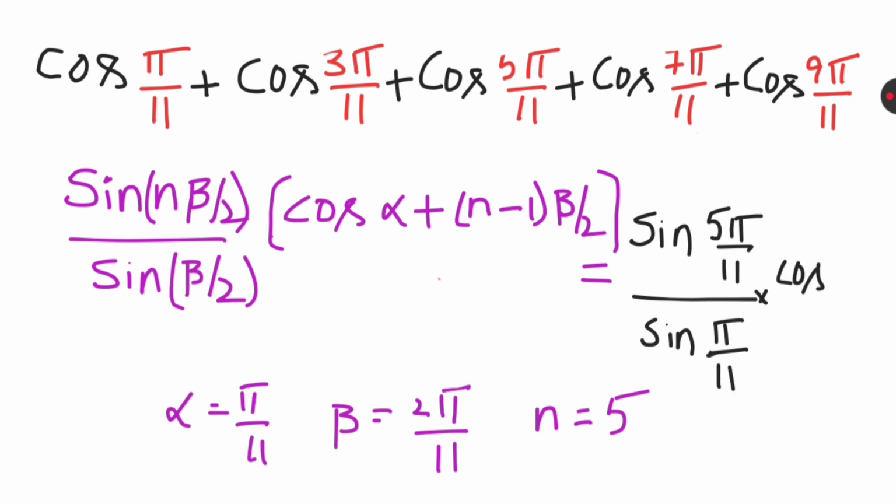We have alpha, which is pi by 11, plus (n minus 1). The n value is 5, so 5 minus 1, which is 4. So 4 times beta by 2. So what is beta by 2? Which is 2 pi by 11 by 2. The 2 gets cancelled. So we are left with only 4 pi by 11. (n minus 1) beta by 2 is 4 pi by 11. The alpha value is pi by 11. After taking LCM, we got 5 pi by 11. So here we are going to get cos of 5 pi by 11.